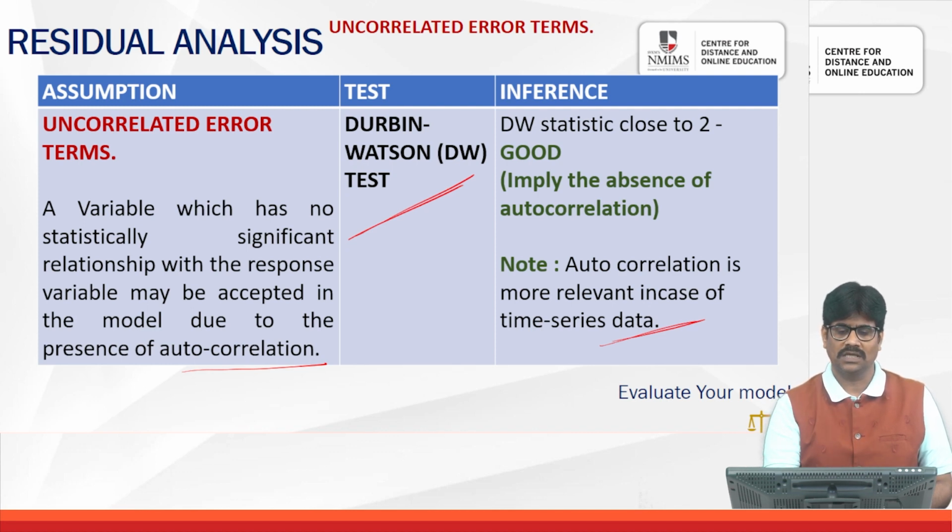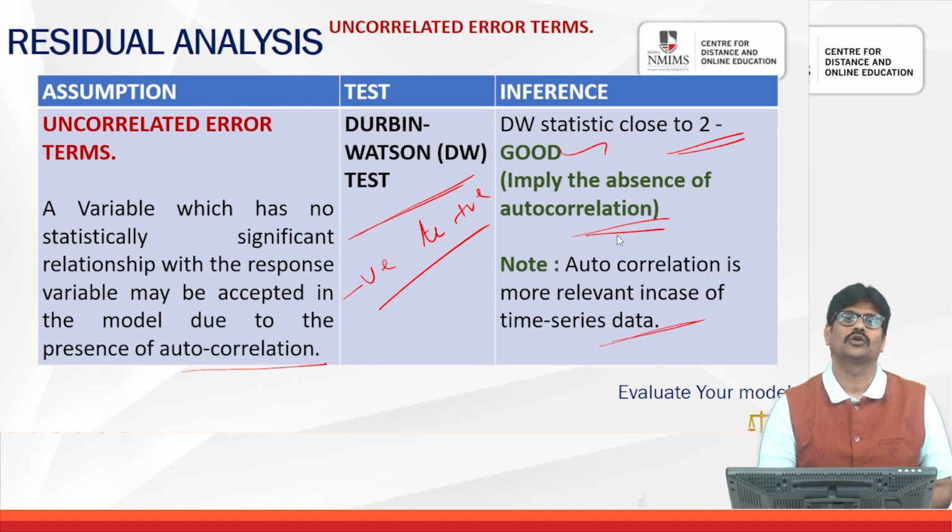So, the Durbin-Watson test gives you a value, and as a rule of thumb, if your Durbin-Watson statistic, when you are testing for autocorrelation of the error term using residuals, is close to 2, then it implies the absence of autocorrelation, which is what we want. So, this is the test that we need to carry out for checking whether the errors are independent and are not related to each other.